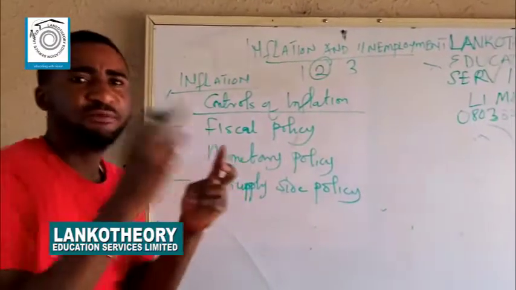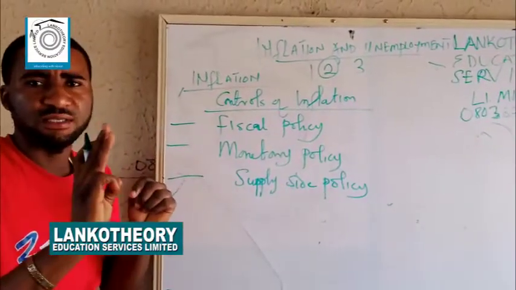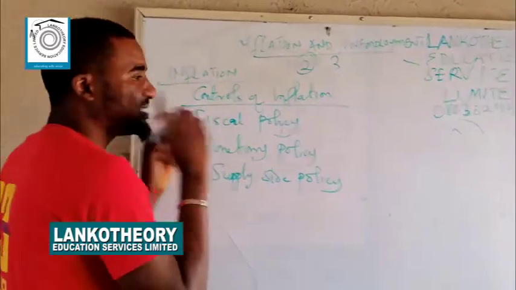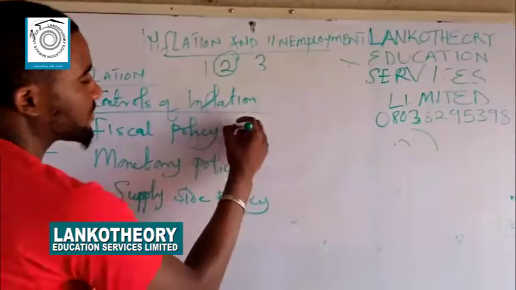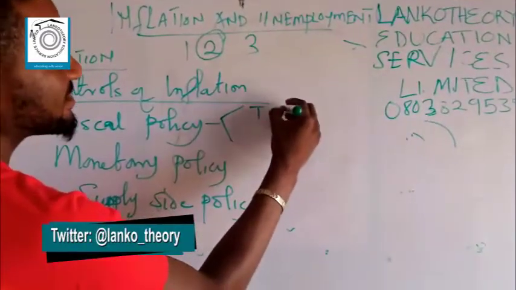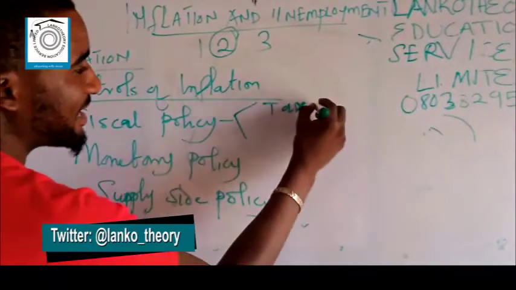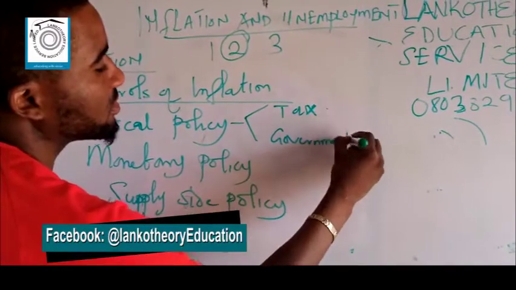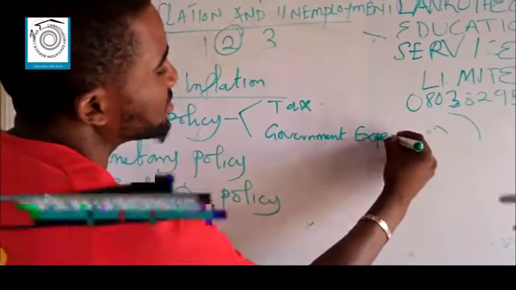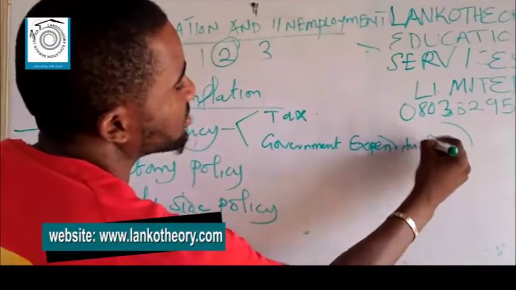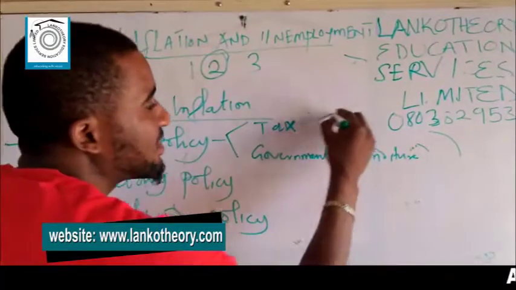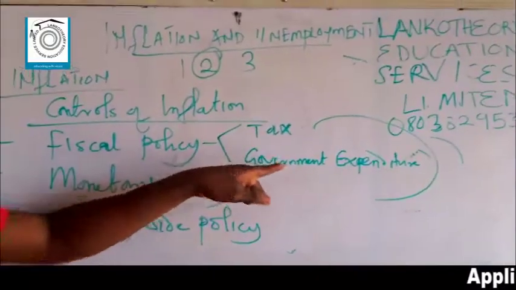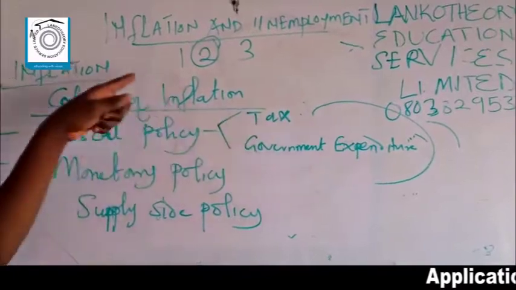Don't forget that whenever you hear fiscal policy, they are referring to 2 things. 1, tax, and the second one is government expenditure. How can tax and government expenditure be used to control inflation?